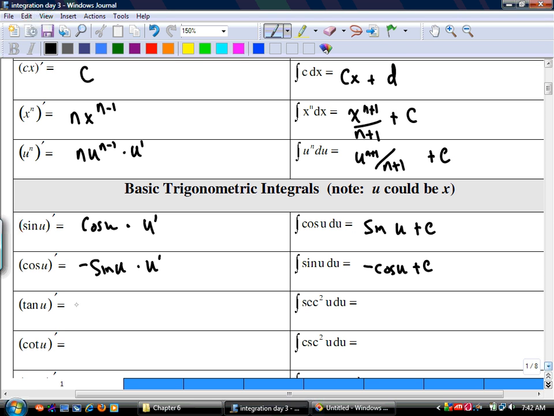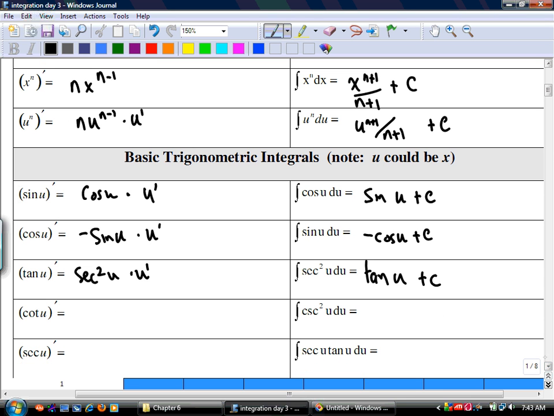The derivative of tan is secant squared. The antiderivative of secant squared is tan. The derivative of cotan is negative cosecant squared. So the antiderivative of cosecant squared is negative cotan.